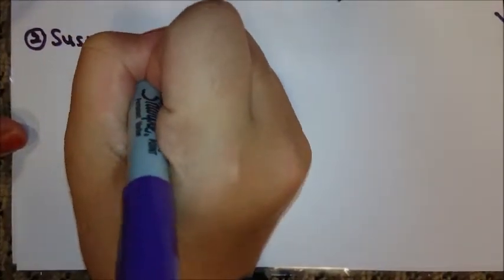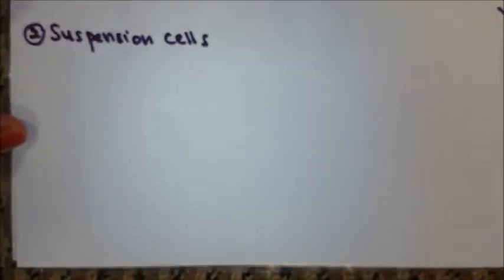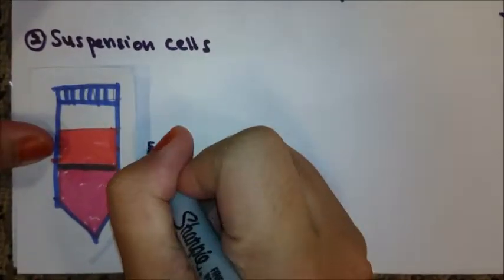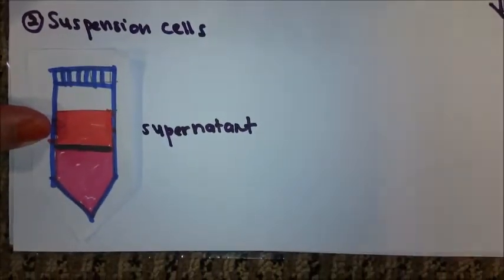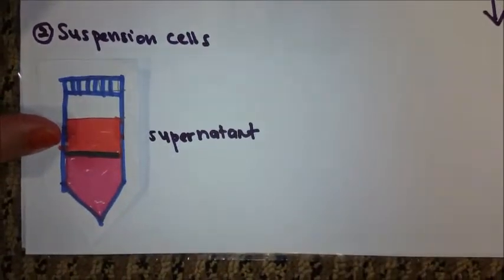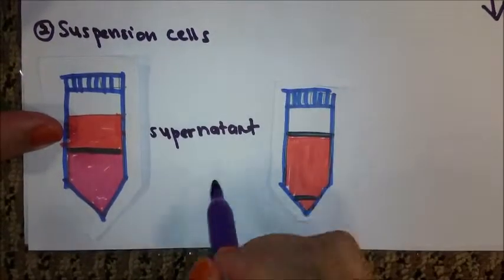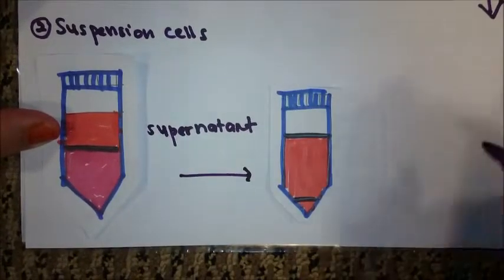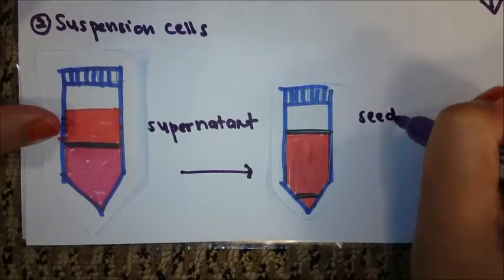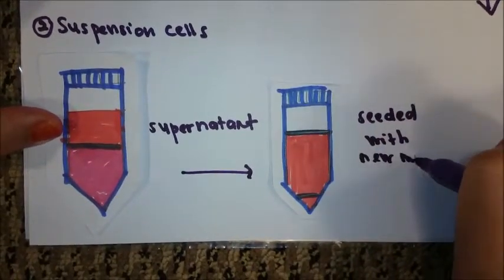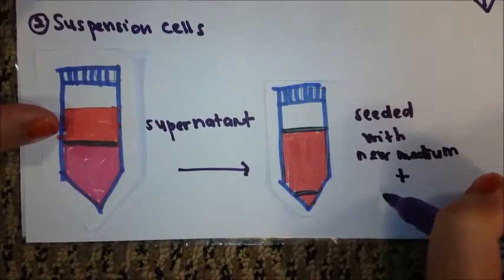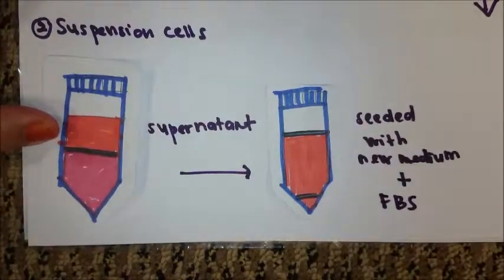Moving on to the culture of suspension amniocytes, the supernatant, which contains the suspension cells in the tube instead of the pellet, is obtained after the centrifugation of the amniotic fluid sample. The supernatant is seeded onto a flask with a new medium added with fetal bovine serum (FBS), allowing the suspended cells to grow.